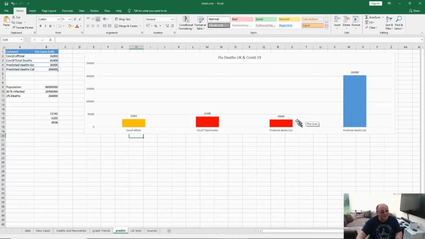And just for the people that can be picky, we can quickly update the chart to the official figures for today, which is 32,065 official deaths, 41,618 tallied deaths or ongoing deaths.